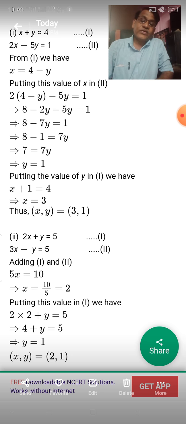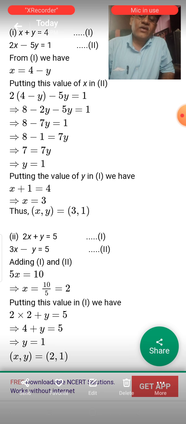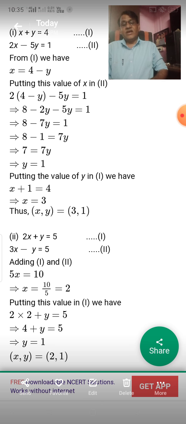Now what is the solution? x = 2 and y = 1. The solution is 2 and 1. So in this way you can find the values of x and y.